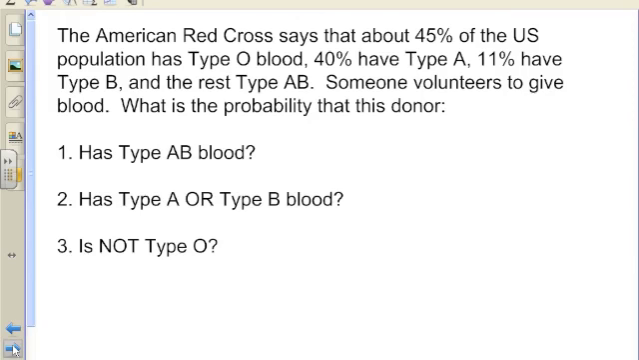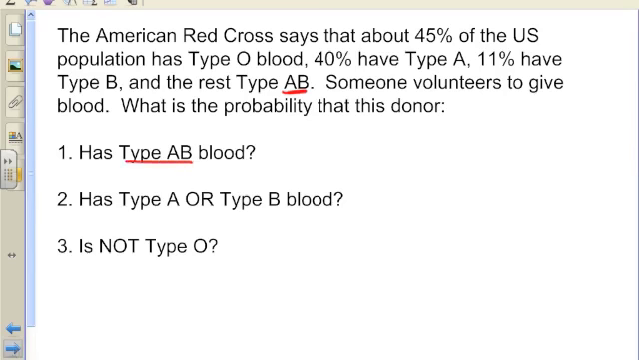All right, just one more page. We have the American Red Cross. Says that about 45% of the U.S. population has what we call type O blood. 40% have type A, 11% have type B, and the rest have type AB. Now, type AB is not A times B. It's a unique blood type, AB. Someone volunteers to give blood. We're supposed to find the probability that this donor has type AB blood.